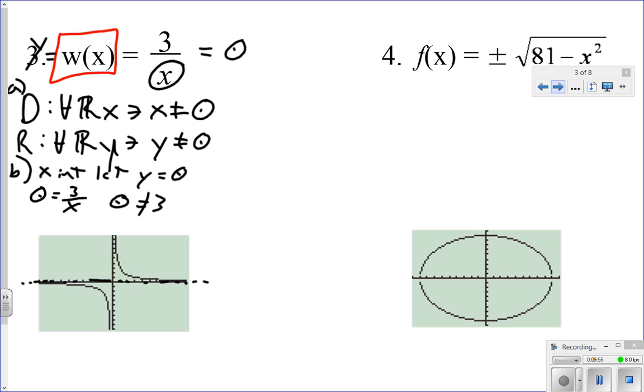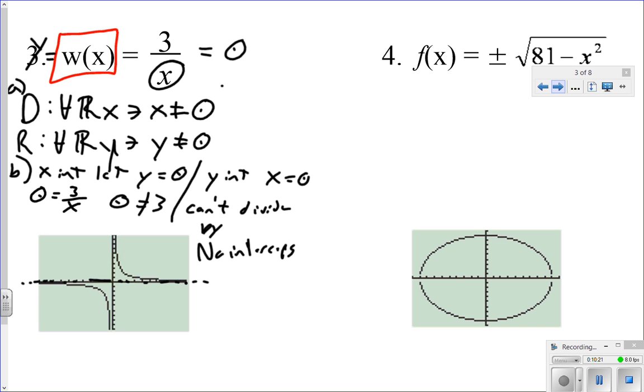Same thing is going to happen for my y-intercept. I would let x be 0, and I can't divide by 0. So no intercepts.